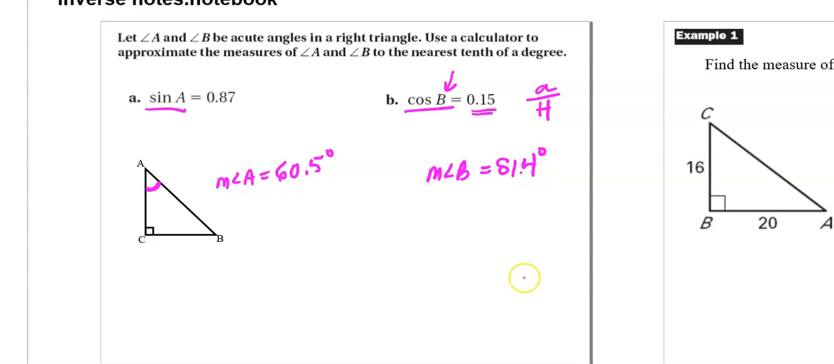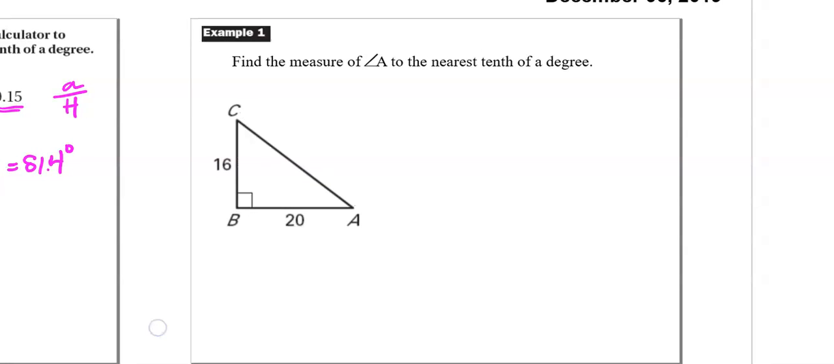Things to keep in mind: if it is cosine or sine, the ratios have to be less than 1. Only in a tangent function can the ratio be larger than 1. We just want to make sure we watch that because people will get an error in their calculator and think the calculator's wrong. It's you inputting it wrong.